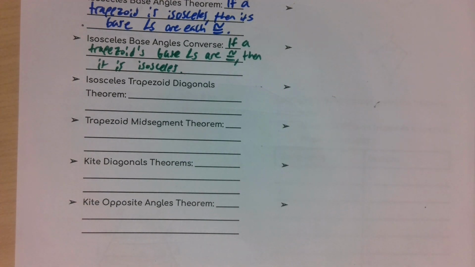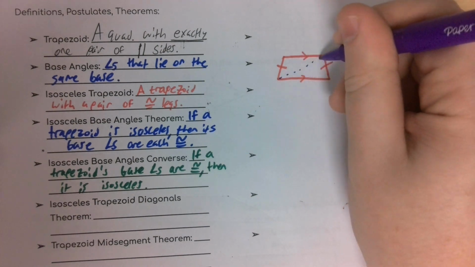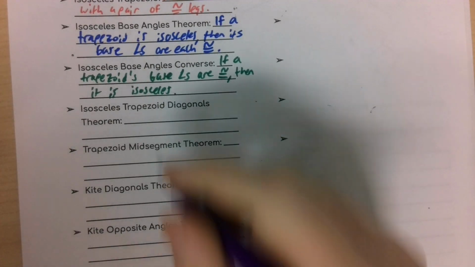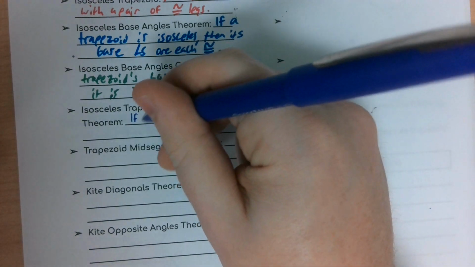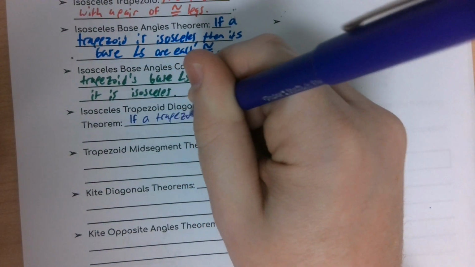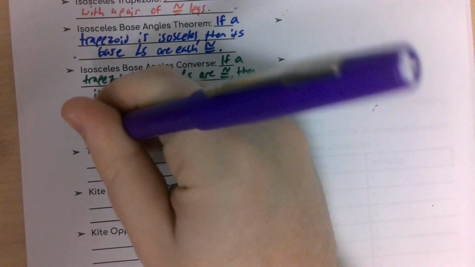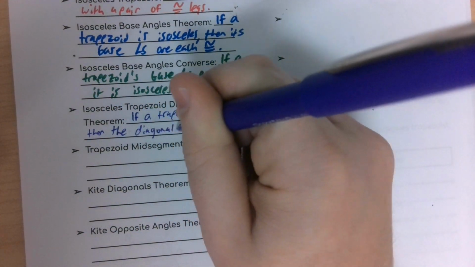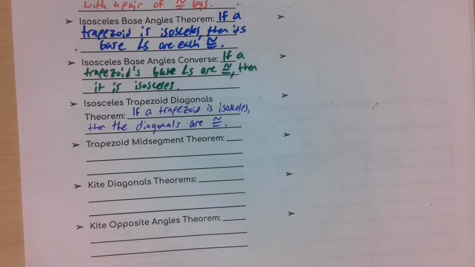Next up, when we talk about an isosceles trapezoid, we can see that the diagonals across the trapezoid are congruent to each other. They're the same length. So, if a trapezoid is isosceles, then the diagonals are congruent. Fantastic.